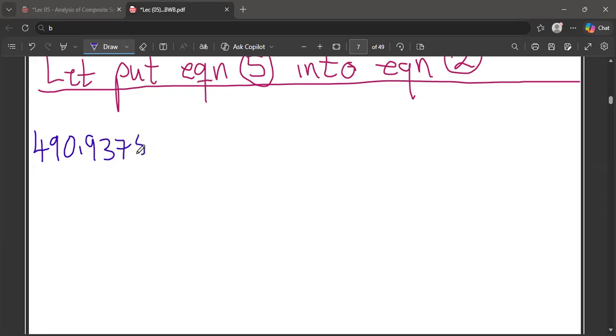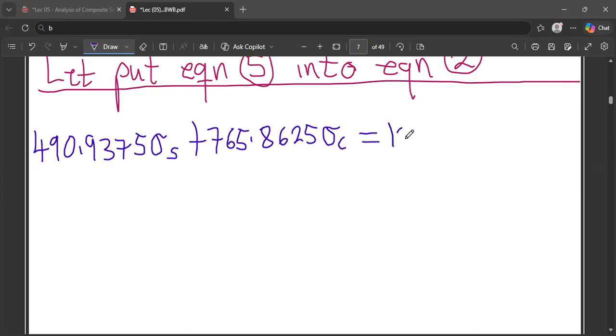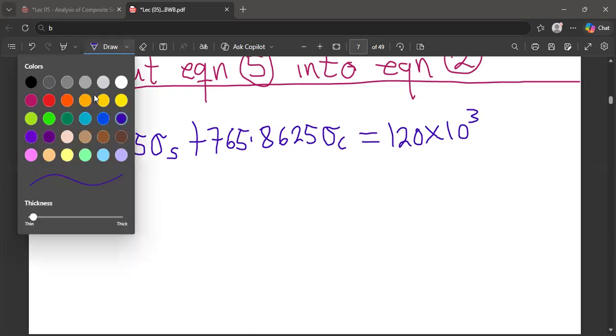490.9375, exactly, multiplying the stress in the steel rod, plus 765.8625, times the stress in the copper, is equal to, let's say, 120 times 10 exponent 3. And this is the equation 2 we are talking about.